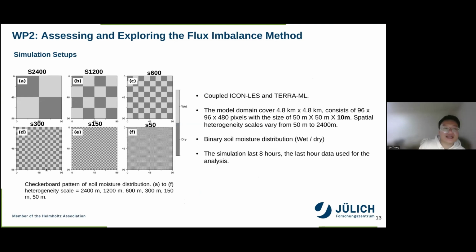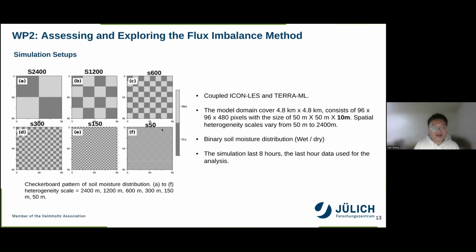Okay, now let's move to the second work package. We extend the land surface from one-dimensional heterogeneities like the river corridor to two dimensions, the checkerboard pattern here, but we make it very simple. Here we basically have the dry area and the wet area, but with different heterogeneity scales, ranging from, for example, 2.4 kilometers, termed S4200, and we have 1.2 kilometers, 600 meters, 300 meters, 150 meters, and 50 meters.